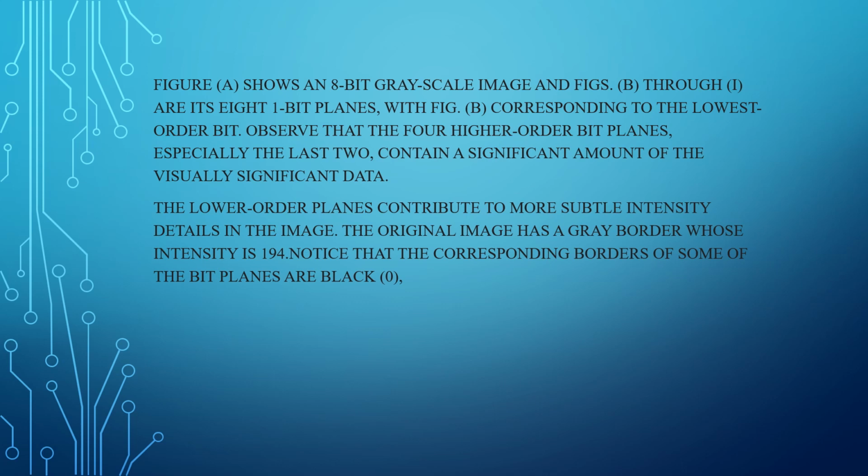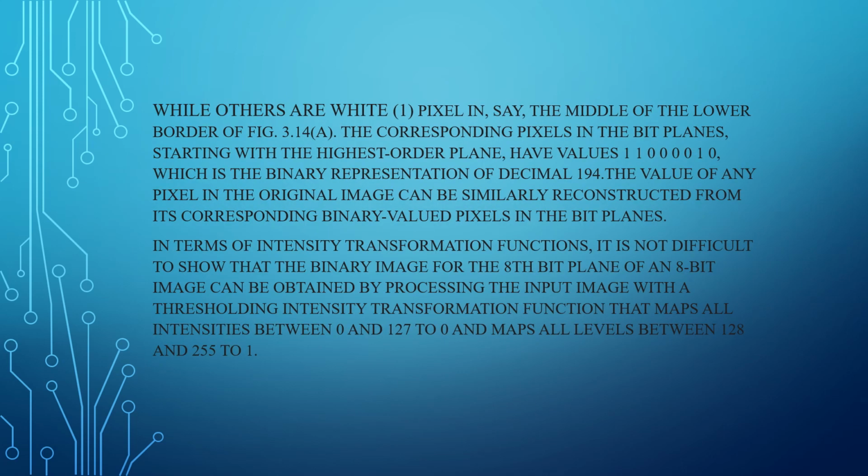Observe that the four higher order bit planes, especially the last two, contain a significant amount of the visually significant data. The lower order planes contribute to more subtle intensity details in the image. The original image has a gray border whose intensity is 194. Notice that the corresponding border of some of the bit planes are black, while others are white.